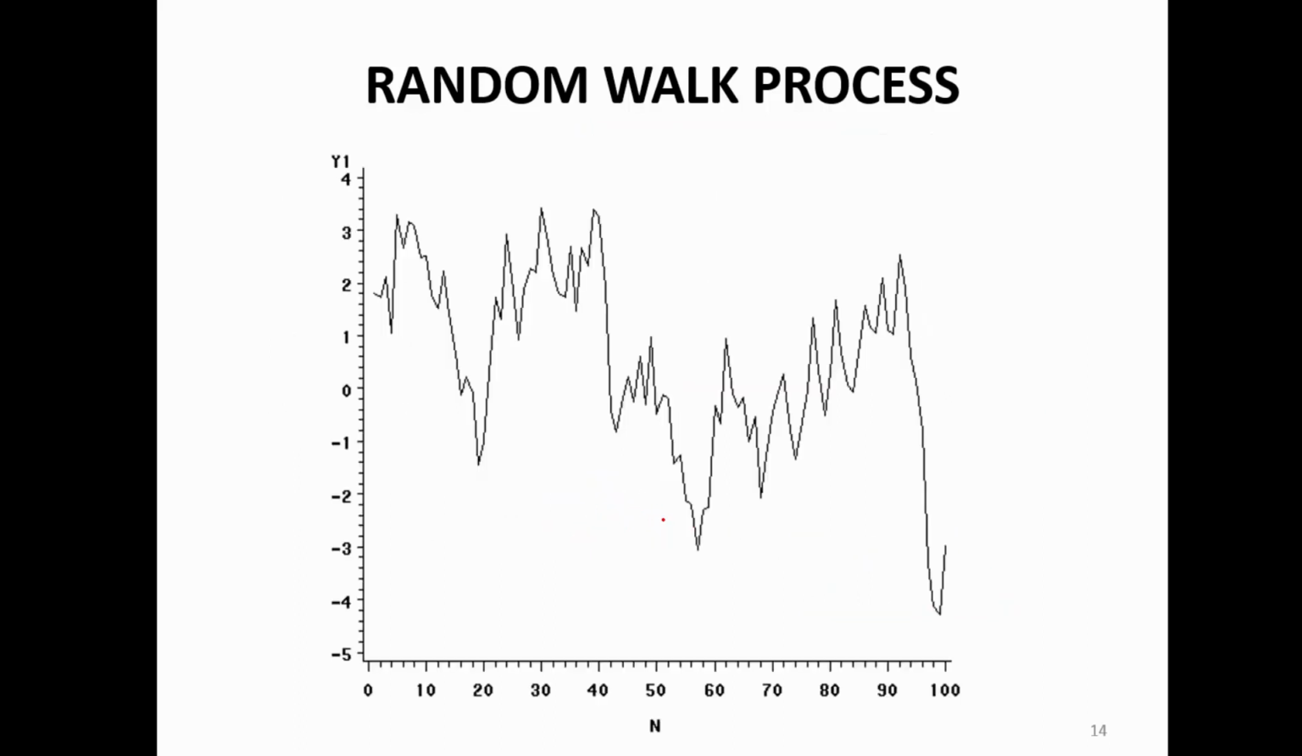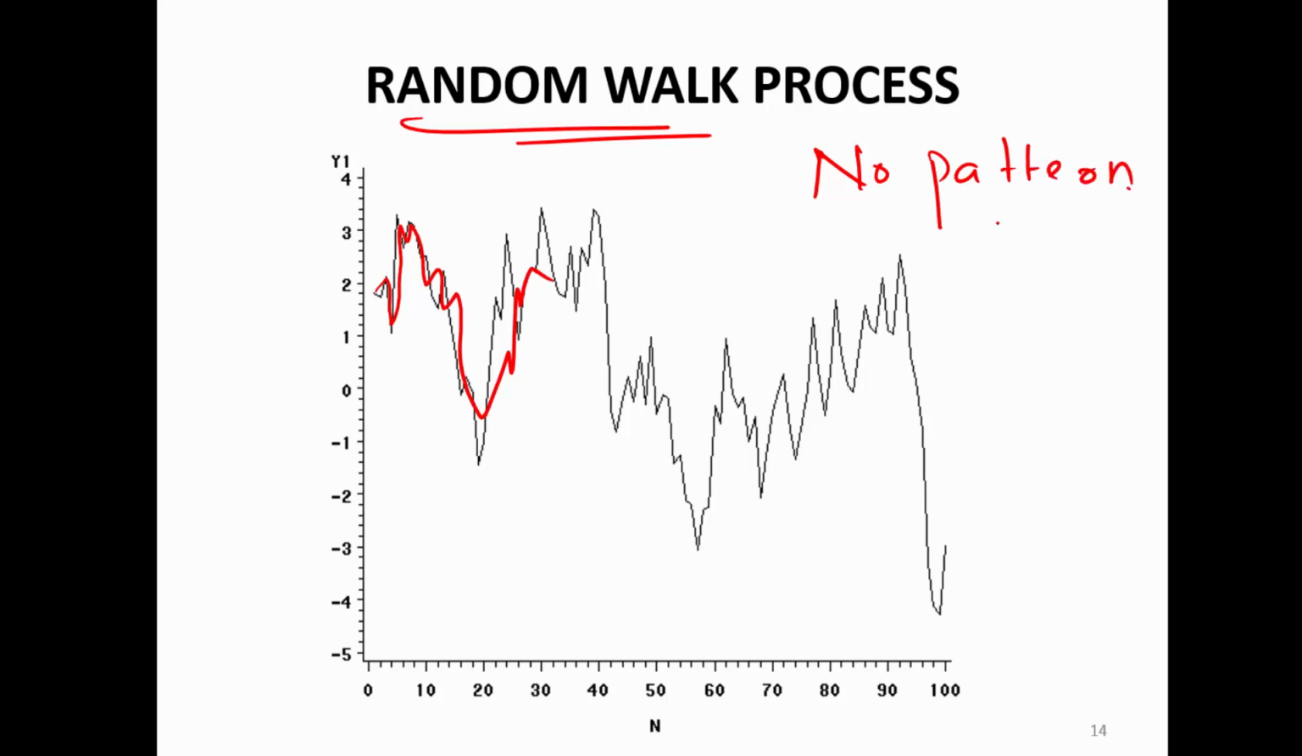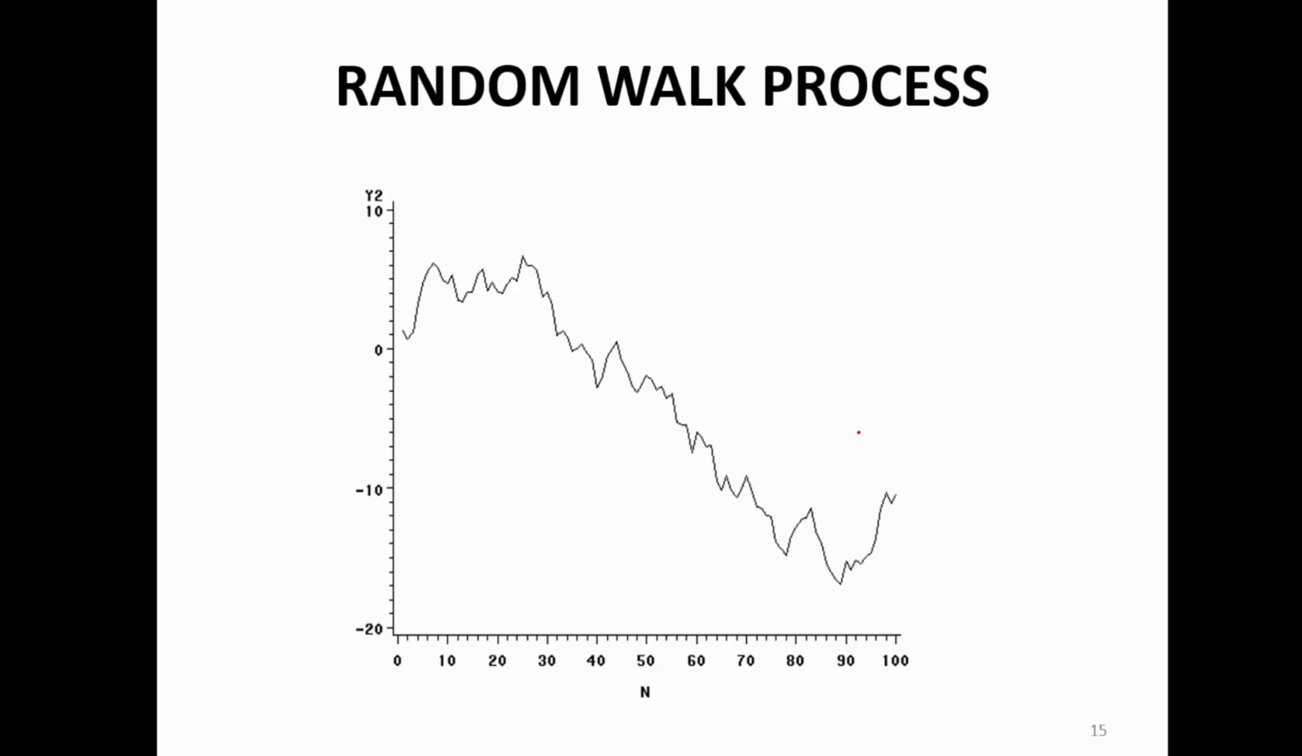Okay, so if you plot a random walk process, it looks something like this. It looks very weird. There's no trend at all, there's no pattern. So basically what random walk means is that there is no pattern in the data, just pure random. And there's nothing in the data that you can use for forecasting your future. Something similar. Okay, so this is also a typical random walk process.